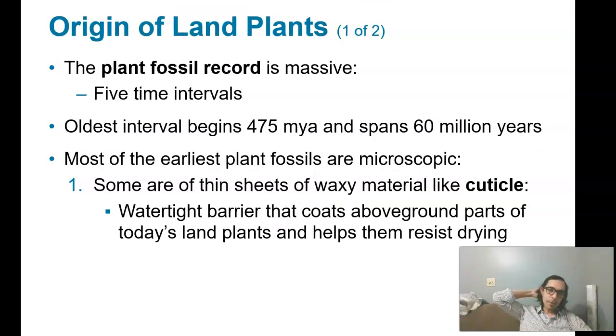So the plant fossil record is massive. As we saw, there are 5 time intervals. The oldest interval begins at 475 million years ago. Here, most of the earliest plant fossils are microscopic. They include things like the cuticle of a plant. The cuticle is just the outermost layer of a plant, or it could be things like spores that are found.